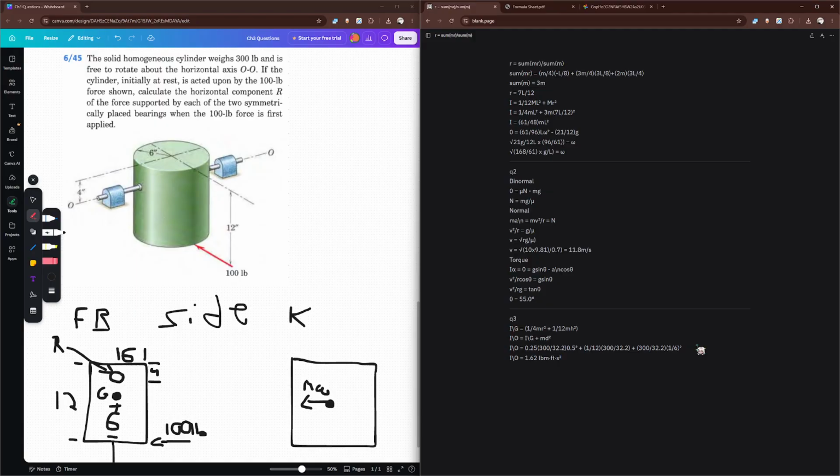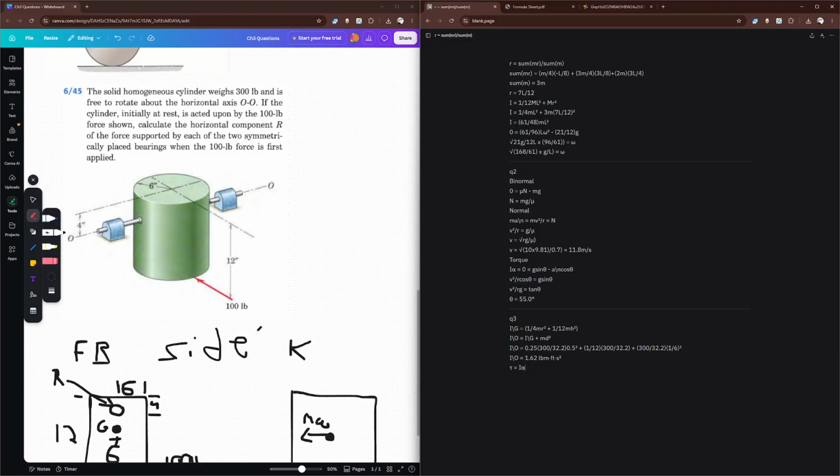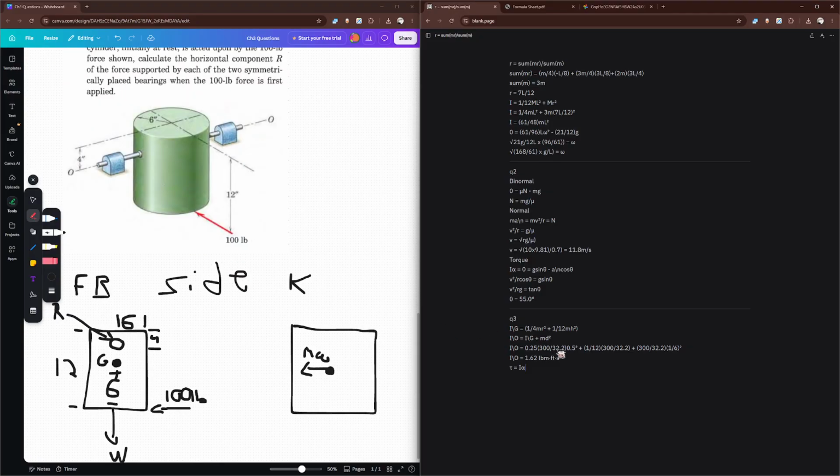So now we need to get our sum of torques. So we know that the sum of torques is equal to I alpha, because remember we're solving for the component of R. And to do that, we need to get our alpha, right? Because we can do the forces in X to get the horizontal component. So let's do that. And we're calling this force F, by the way.